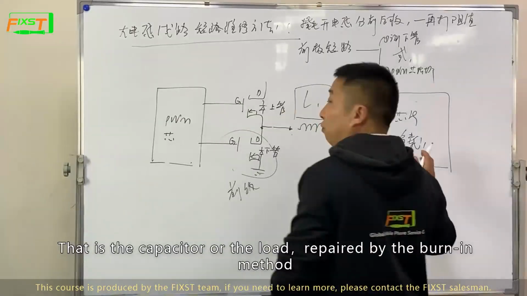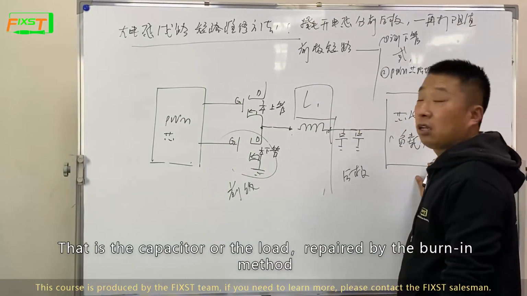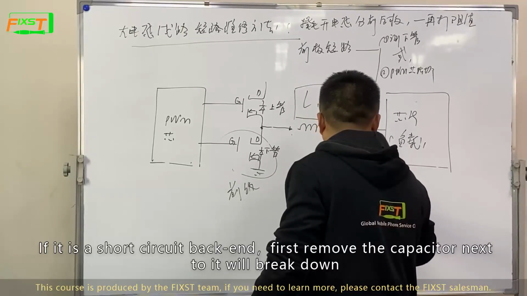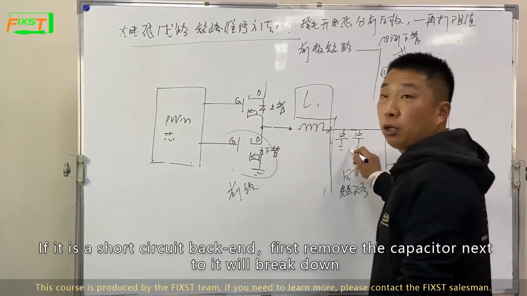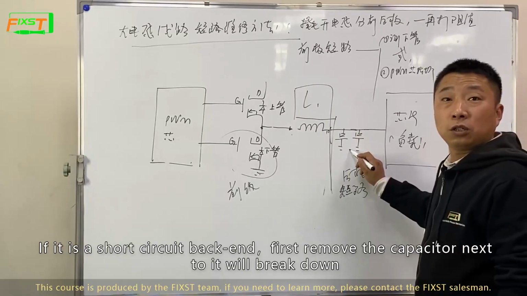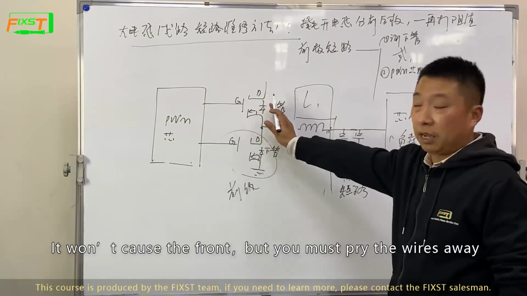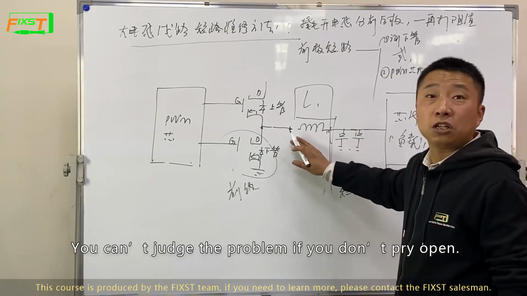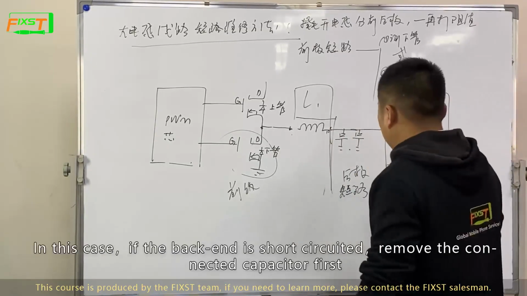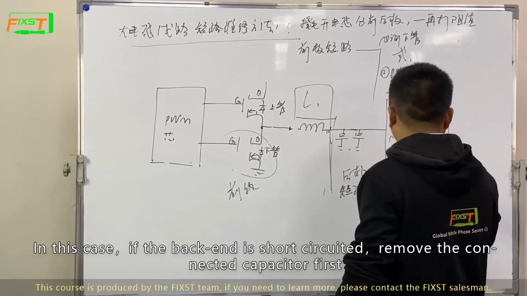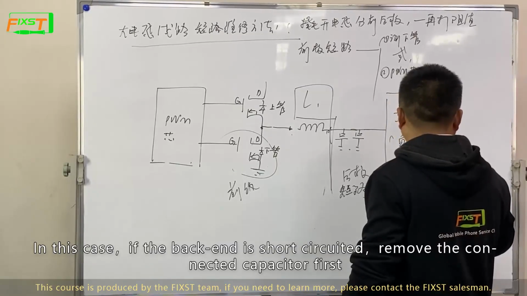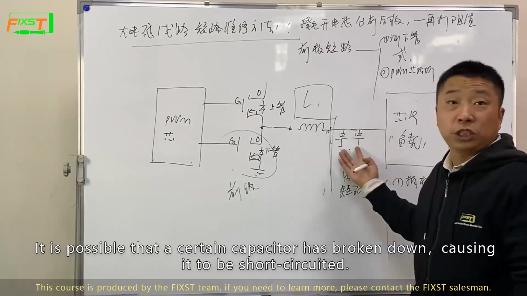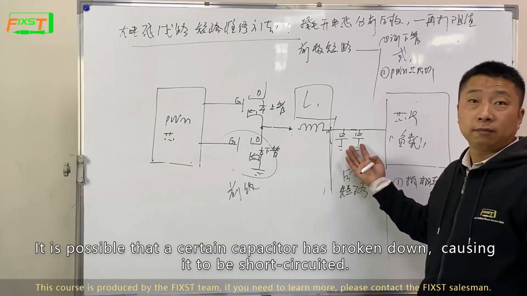That is a capacitor or the load, repaired by the burning method. If the back end is short-circuited, first remove the capacitor next to it, since it may break down. It won't affect the front end, but you must pry the wires away. You can judge a problem if you don't pry open. In this case, if the back end is short-circuited, remove the capacitors first. It is possible that a certain capacitor has broken down, causing the short circuit.